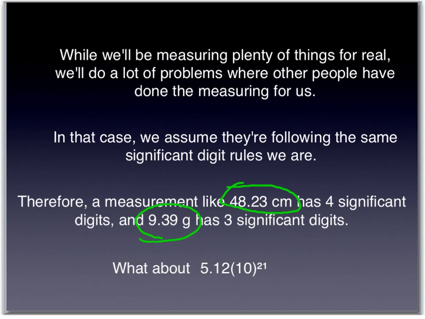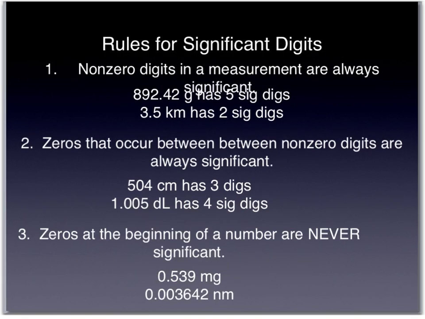Now, what if the mass is in scientific notation? Like this is 5.12 times 10 to the 21st, let's say grams. Well, the nice thing about these is you don't have to worry about the 10 to the 21st. You're just looking at the first part of the measurement, the 5.12, and therefore that measurement has 3 significant digits.